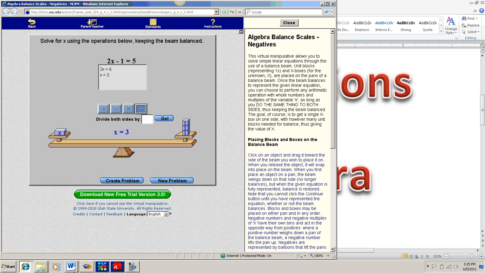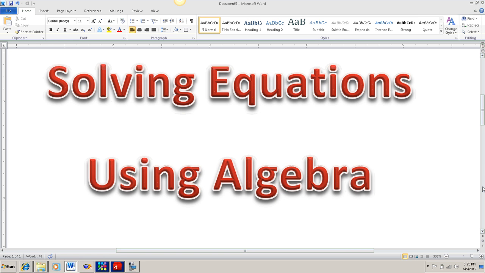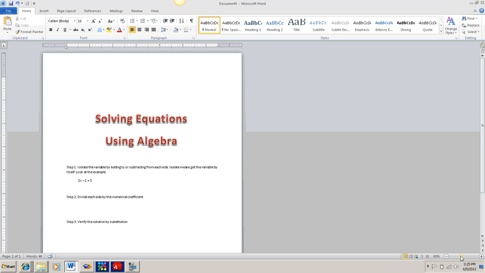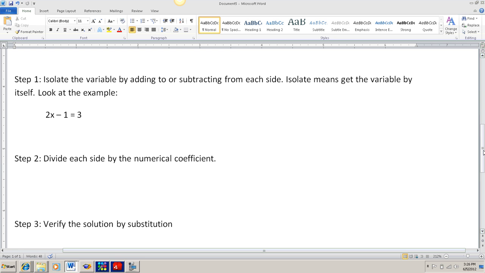So that's what we're going to do when we do it ourselves with algebra. We're not going to draw tiles. We're not going to draw scales and balances and things like that. We're going to use what we learned from that to solve equations. So here is what you need to do when you're solving an equation of the type that we're presenting today, which is exactly like this: 2x minus 1 equals 3, or something like that. So we're going to take that example and have a look.